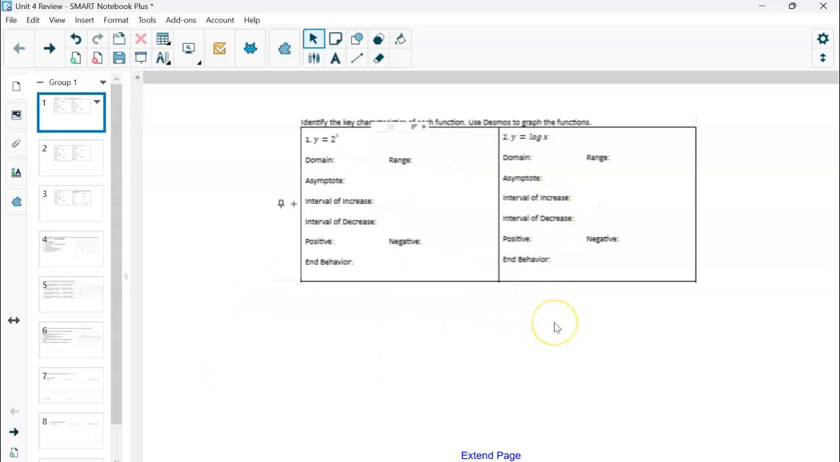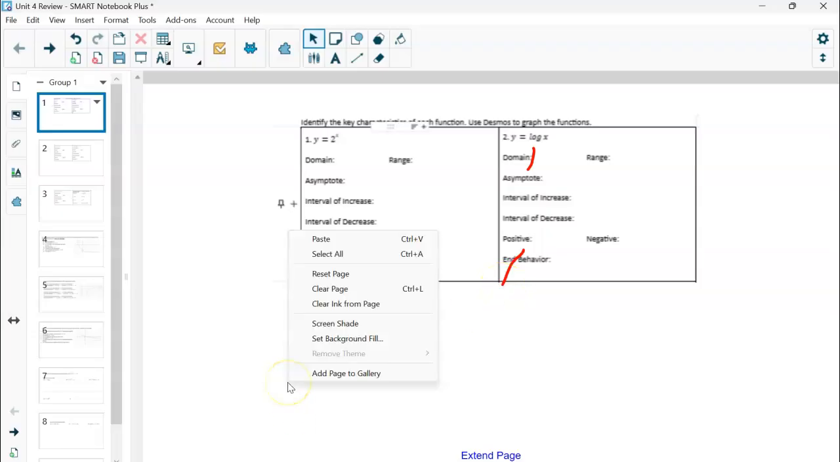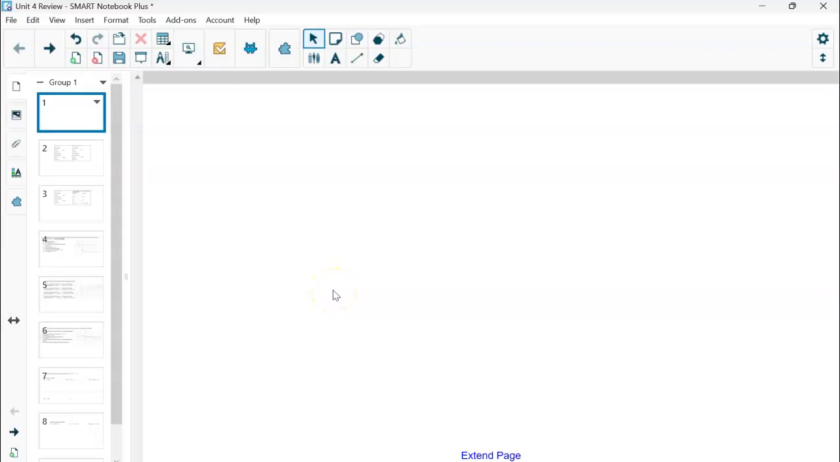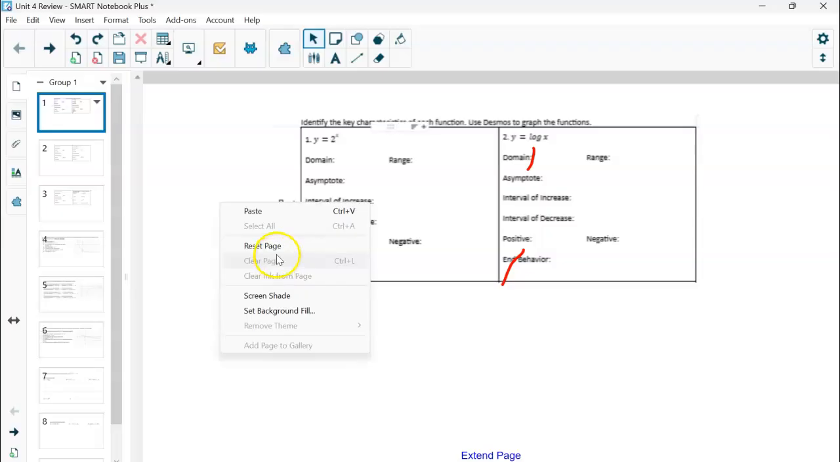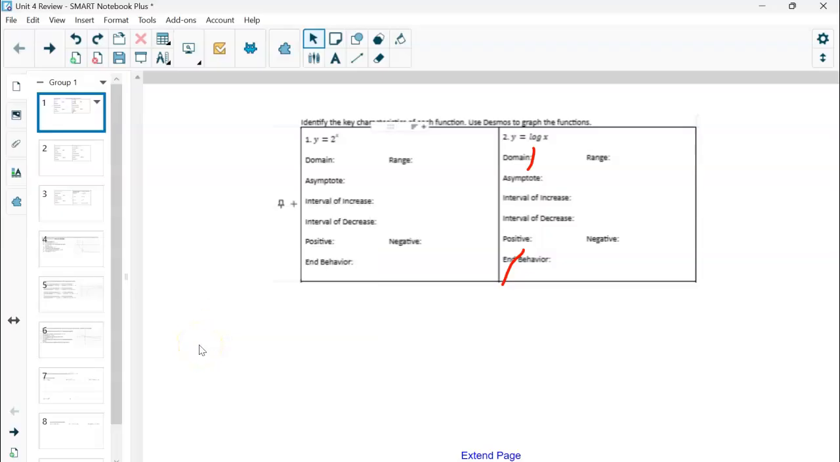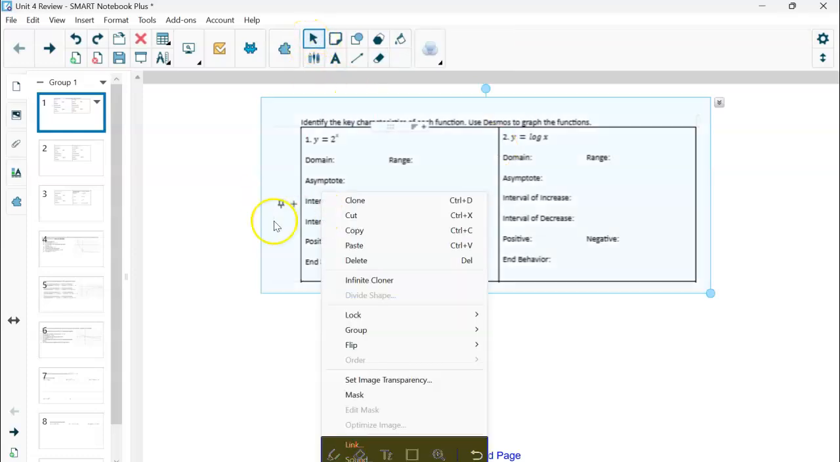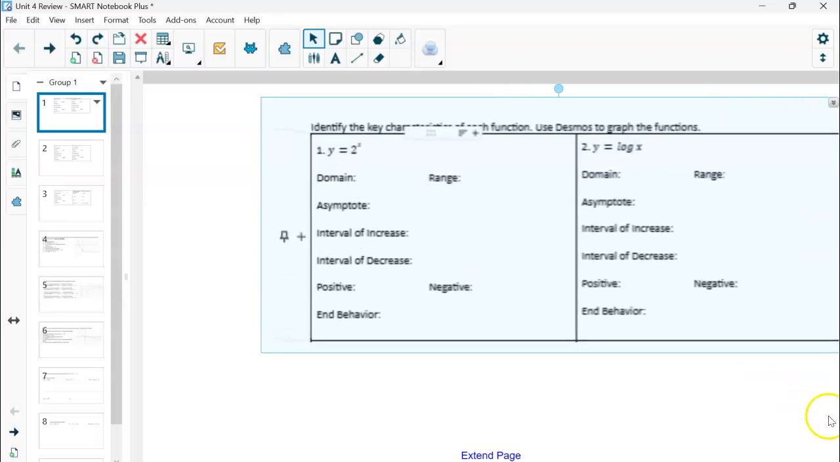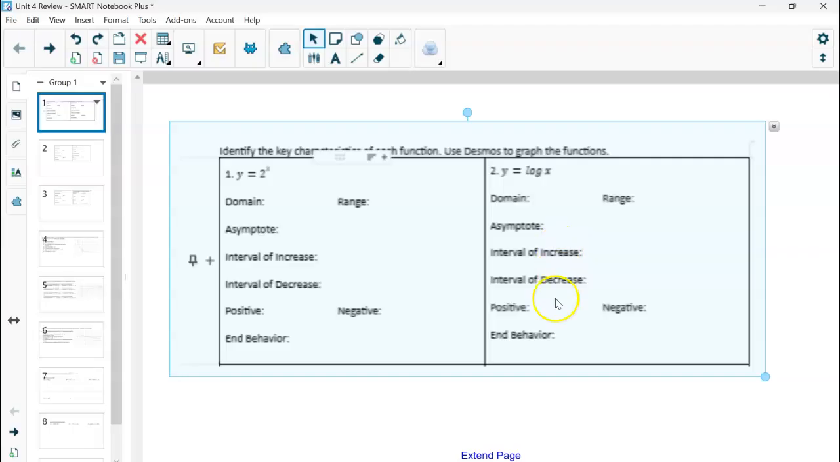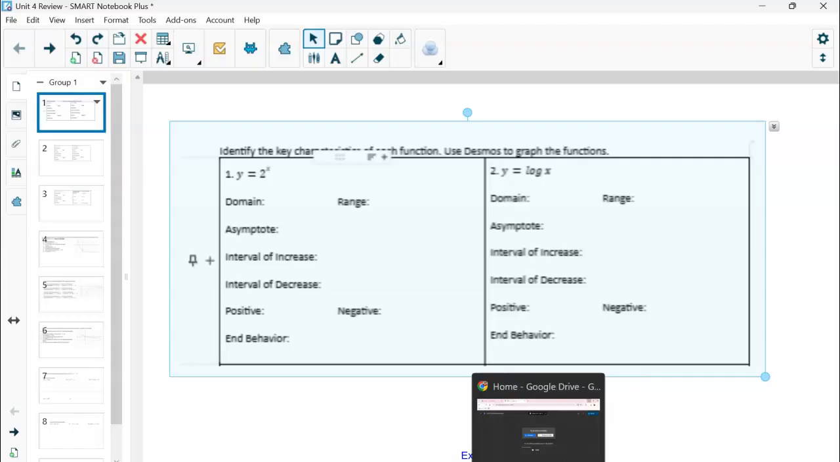All right, now the second one, oh, nope, that's not what I wanted. I wanted to clear, sorry about that. Okay. Anyway, on the second one right here, let me try to make this bigger. A little bit, okay? Now we have a log function, which is again an inverse of an exponential function.